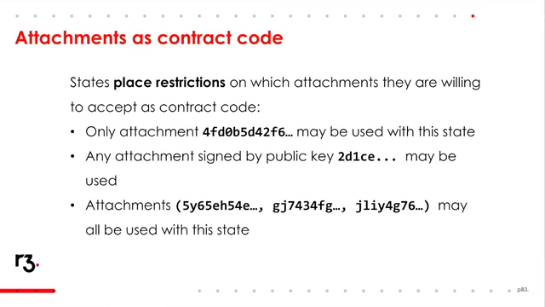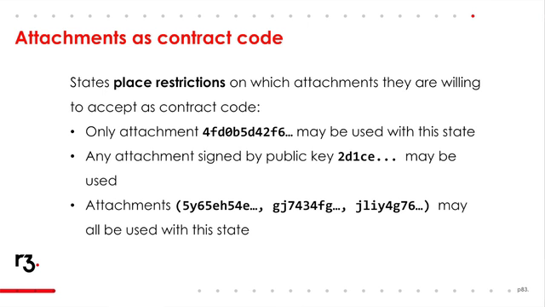If you have an attachment as some contract code, how do you restrict what code you're willing to run? There's a number of ways to do this. A state can say, well, I'll only take hash 4FD0B5, and that's the only contract code hash I will use to govern how I can evolve over time. Or maybe you would say, I will only use a contract if it has been signed by a particular public key. Or maybe you would say, I will use potentially a set of contract hashes. Maybe this is to take into account versioning and backwards compatibility of contract versions. So there can be a number of ways for a state to specify which contract code it would allow to verify transactions involving it.